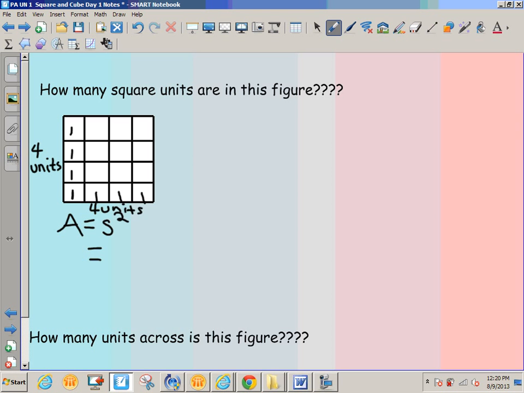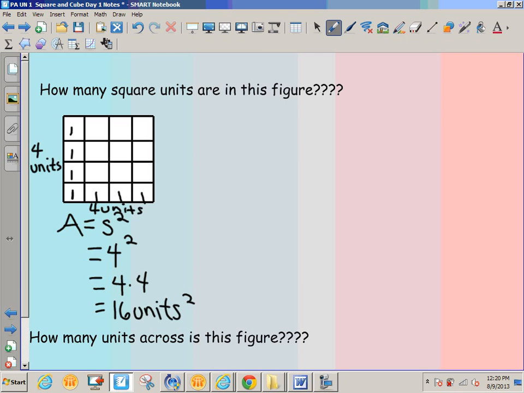So I know you can count and you can see how many total square units are in this figure, but it's easier just to plug in and say 4 times 4, or 4 squared, is equal to 16 units squared, or square units. So we just multiplied the number by itself to get our answer.